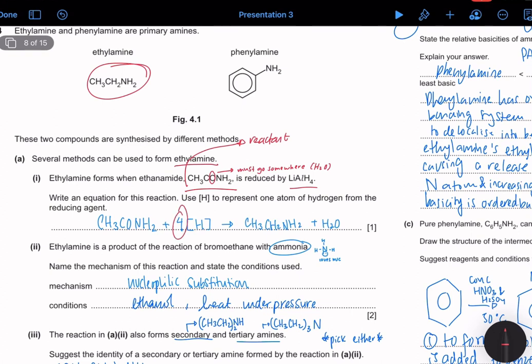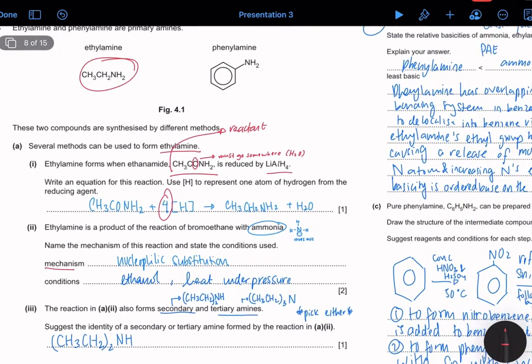Ethylamine is a product of the reaction of bromoethane with ammonia. Ammonia is a nucleophile. State the name of the mechanism of this reaction and the conditions used. The mechanism is nucleophilic substitution. And the conditions are ethanol, heat under pressure. You have to memorize this, because if you don't, you're not getting the mark. This one is also very content heavy, by the way.